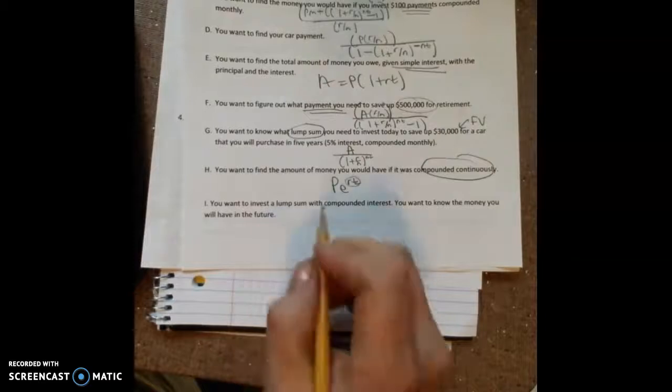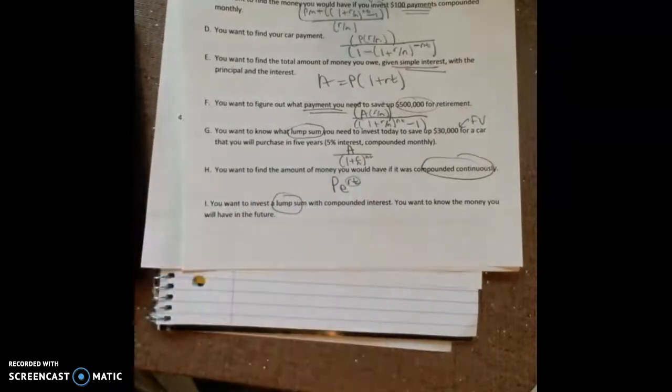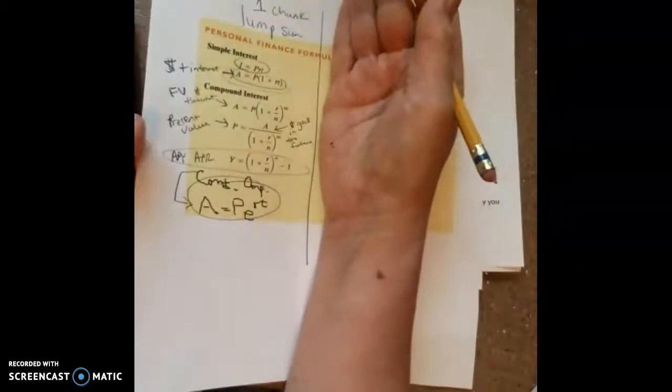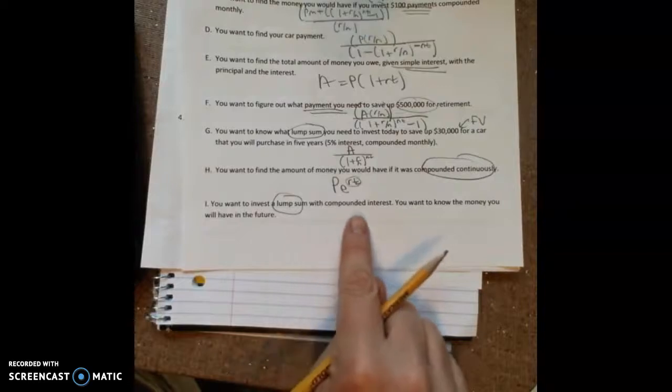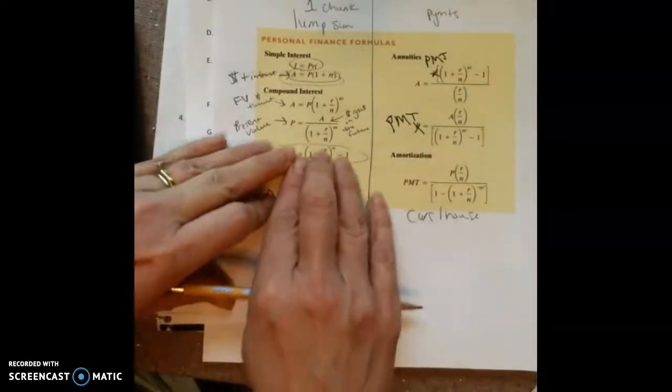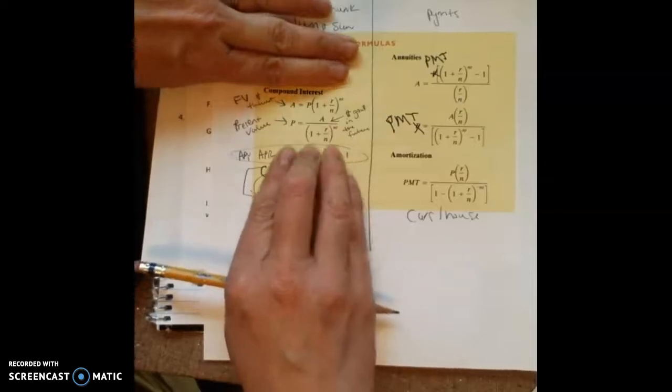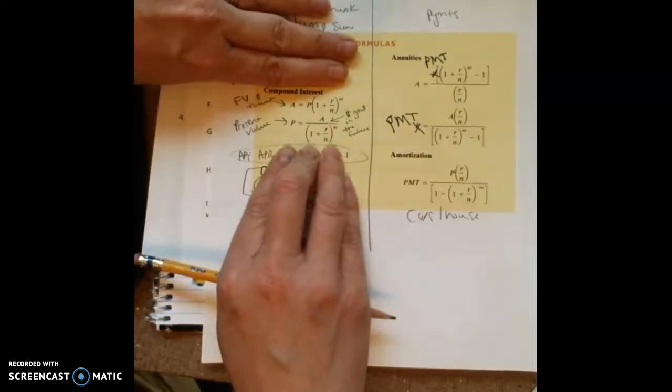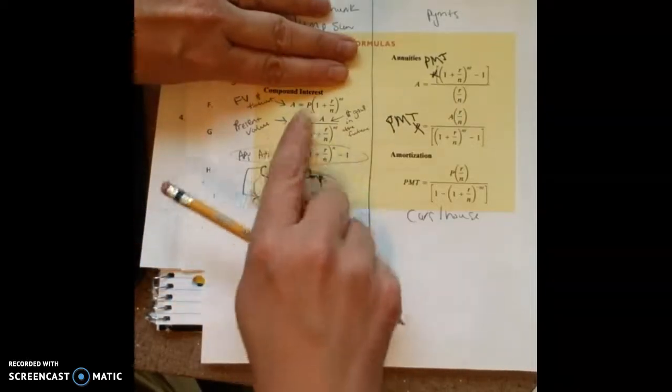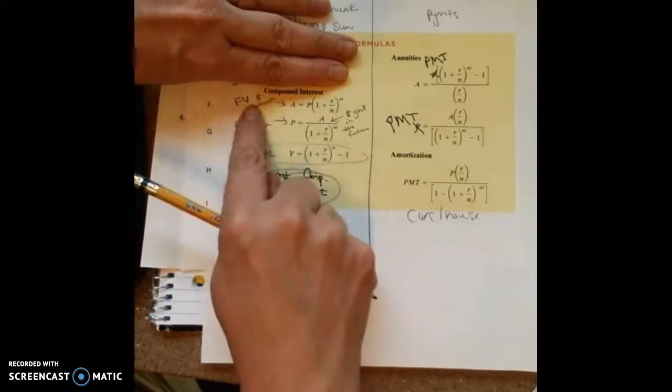All right, you want to invest a lump sum. That is a chunk of money, so ignore the payment side. You're over here, lump sum with compound interest. It doesn't say continuously compounding. We're not comparing interest rates. It doesn't say simple interest. We are there. So again, the question is, do I know what I'm investing and I want to figure out the value in the future?